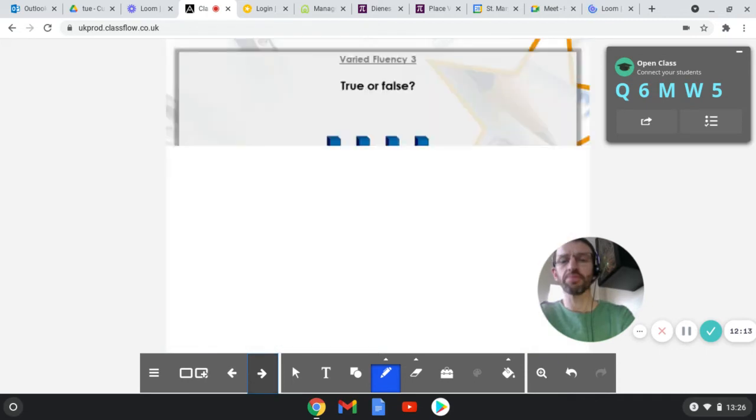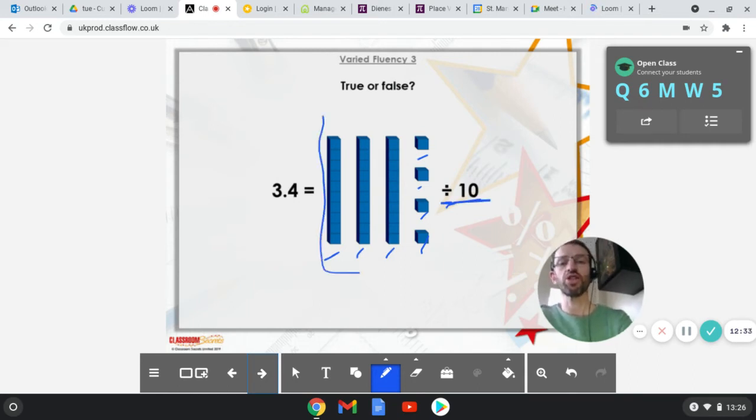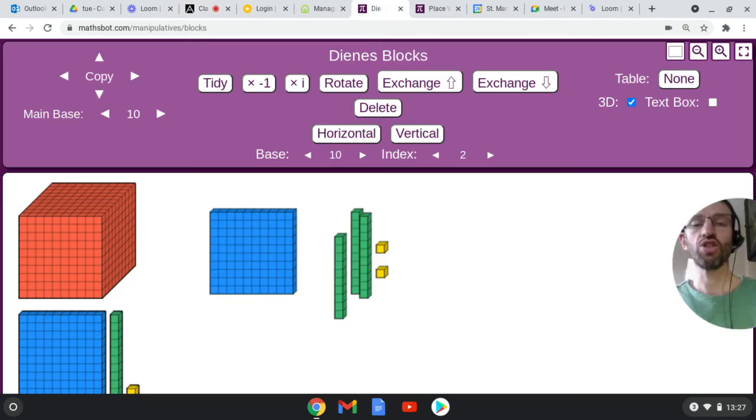Yay, we got it. True or false? 3.4 equals, and we've got 3 of these rods here. We've got 1, 2, 3, 4, and we've got dividing by 10. 3.4 equals this image divided by 10. Now you may remember using these. They're fantastic. If you don't have any at home, which I wouldn't be surprised, you can draw them out here.